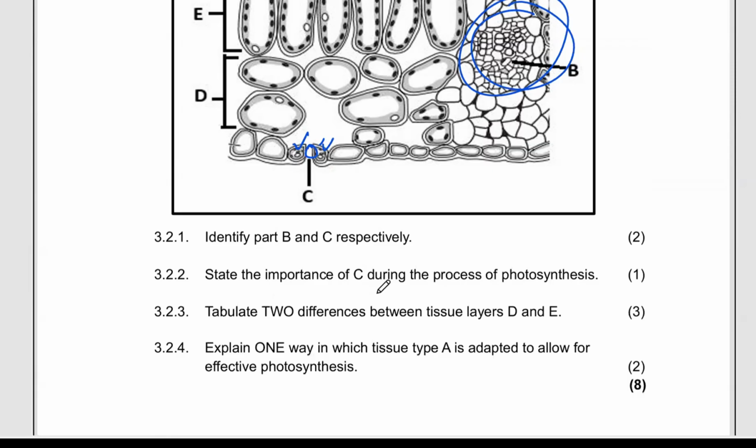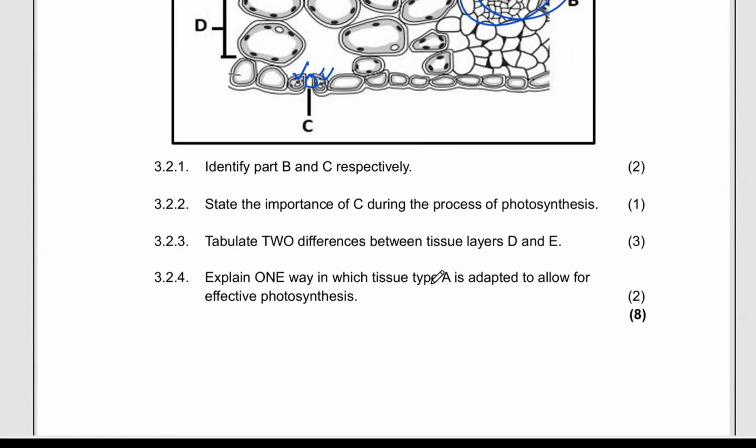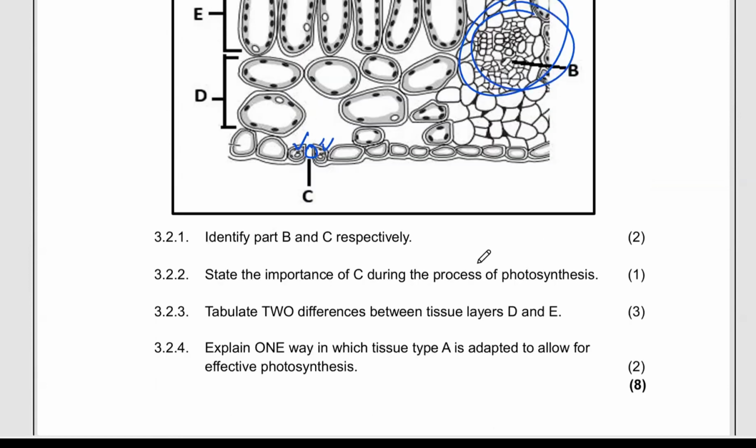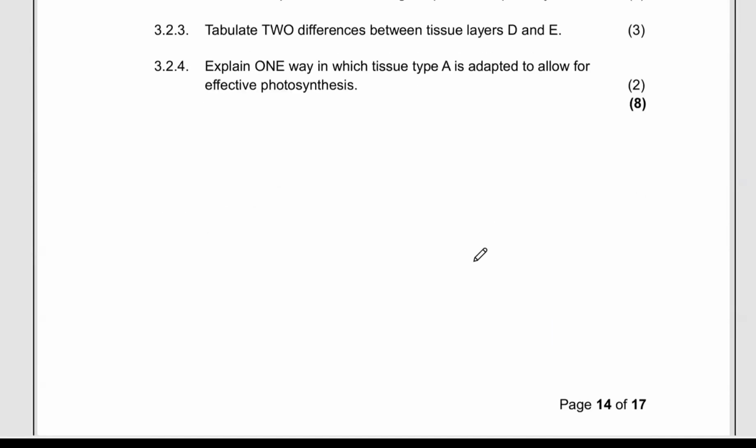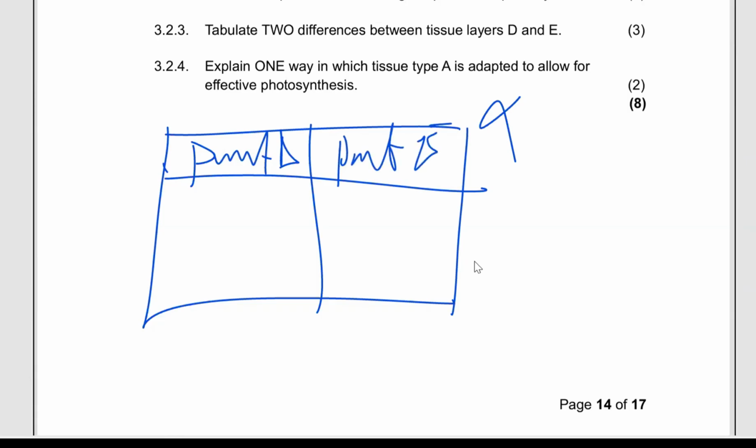State the importance of part C. Part C is very important in allowing gaseous exchange, meaning that carbon dioxide goes in and oxygen exits. Tabulate the difference between part D and E. Here, when they say tabulate, I told you to draw the table. If you don't know, at least draw the table. Don't just leave it like that, you get zero. Put part D and part E. Then list anything there, and that will give you a mark.